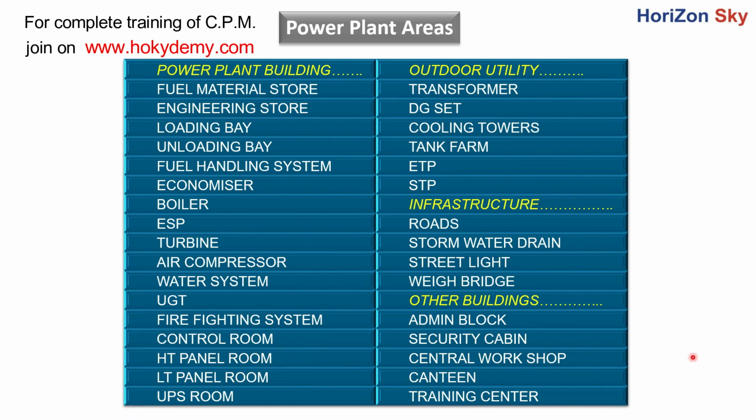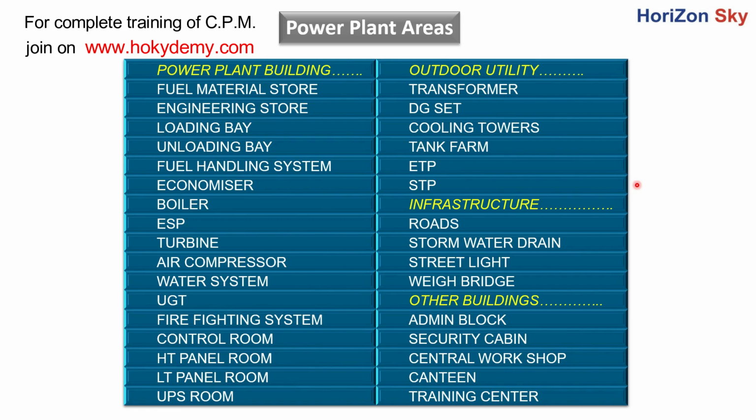Now we have our outdoor utilities. As I mentioned earlier, in any kind of industry, its function will always determine the type of production area and process area, but the utility area will always be the same. So as we discussed earlier, the outdoor utilities are the transformers and the DG sets. These take care of our electrical supply. Then we have the cooling towers, the tank farm, ETP and STP. All of these components have been discussed earlier, so I won't be repeating them.